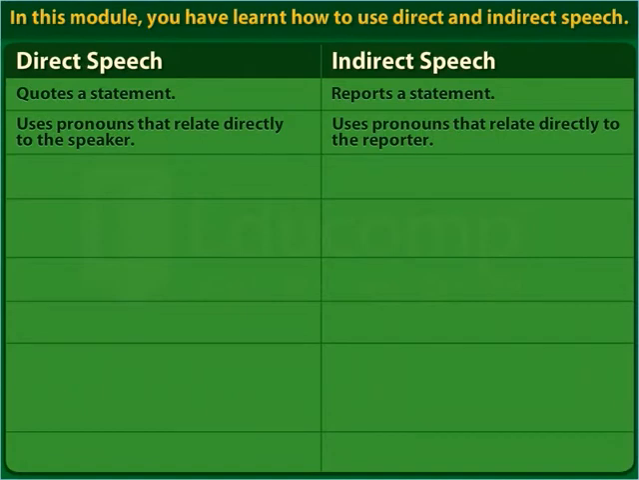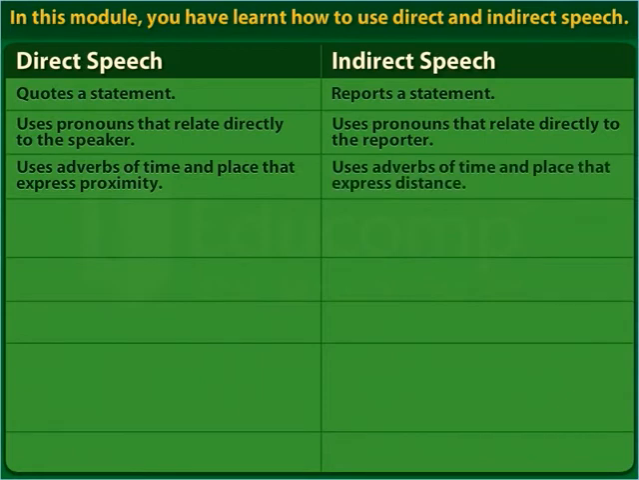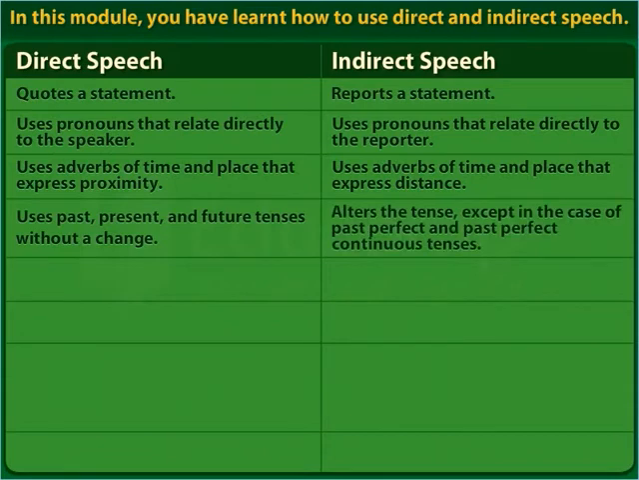Direct speech uses adverbs of time and place that express proximity. Indirect speech uses adverbs of time and place that express distance. Direct speech uses past, present, and future tenses without a change. Indirect speech alters the tense except in the case of past perfect and past perfect continuous tenses.